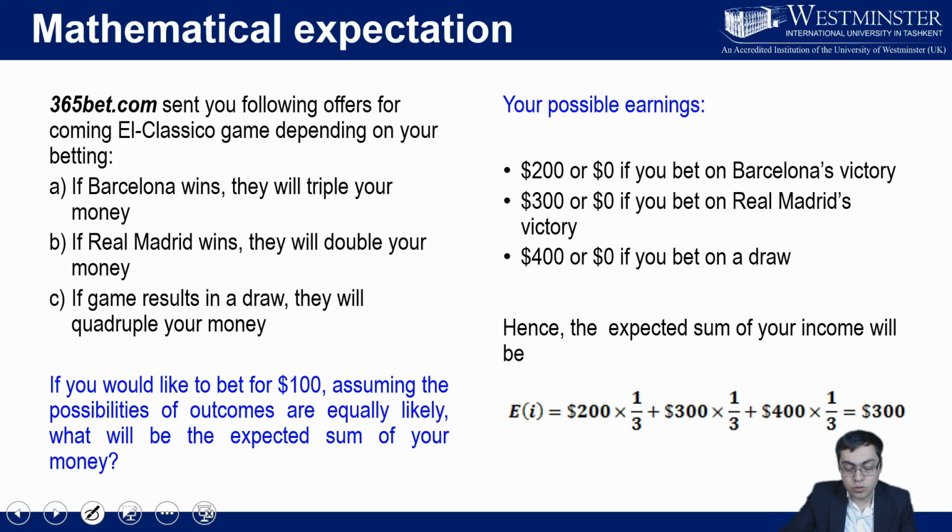So my possible earnings are just going to be 200 or 0 if I bet on Barcelona, 300 or 0 if I bet on Real Madrid, 400 or 0 if I bet on a draw. As a result, my expected sum from betting here is just going to be $200 multiplied by 1 over 3, because that's the probability of it occurring, plus $300 multiplied by a third, that's the probability of that occurring, plus $400 multiplied by a third for the probability of the third one, which in our case, the expected sum of our bet is going to equal 300.